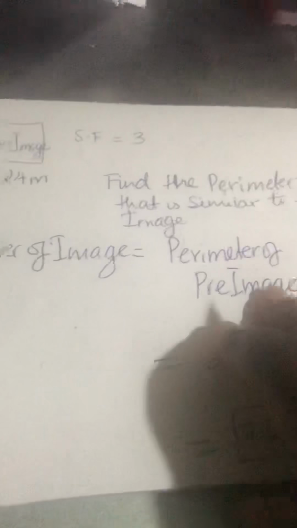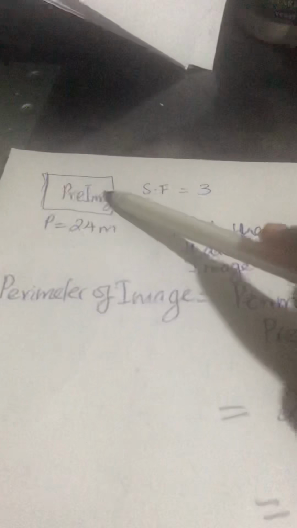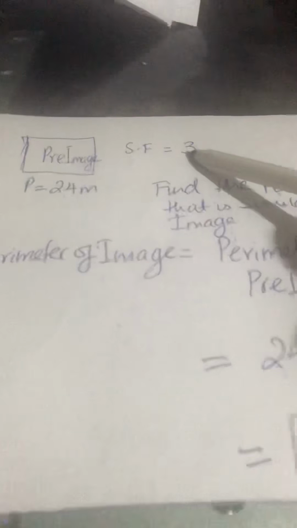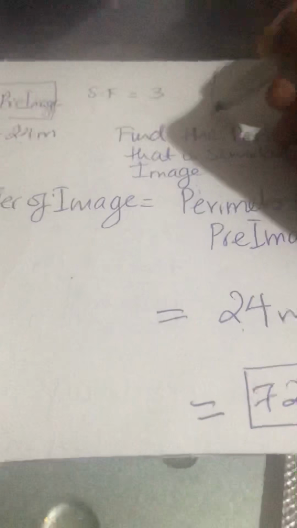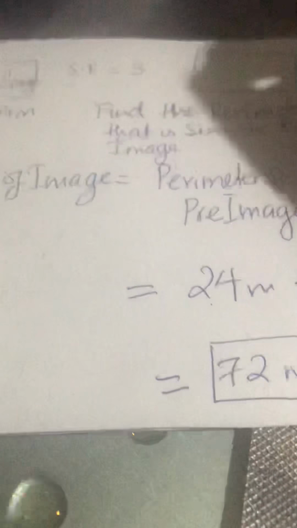All right. So we're doing part 2 of area and perimeter of similar figures in lesson 7, chapter 7. The question has given us the perimeter of the pre-image and the scale factor. Since the scale factor is greater than 1, I know my image is going to be bigger than the pre-image.